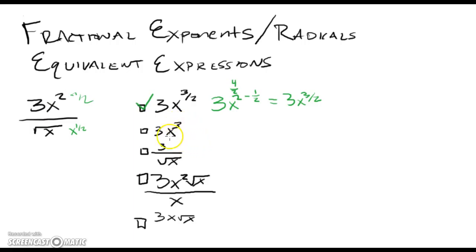3x cubed. Well, I know that when I have all the x's in the numerator, it's 3x to the 3/2. So 3x cubed is not going to work because I have all my x's in the numerator and it's not 3x to the 3/2. Let's look at this next one. 3 over the root x. So I've got everything here except I no longer have this x squared. Well, what is it that canceled this out? Nothing. It just disappeared without any cancellation, so that is not an option.